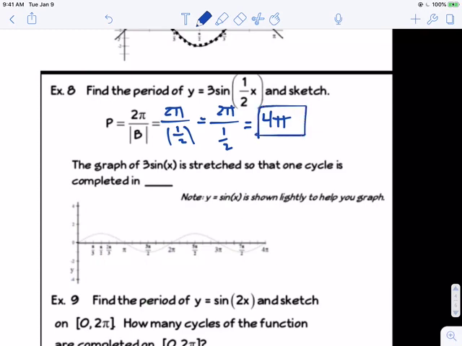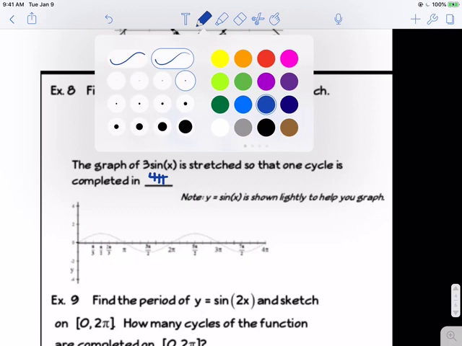What's the period? 4 pi. All right, here we go. 4 pi. We stretched 3 sine of x so that one cycle is completed in 4 pi. It starts its ride, it goes down, it comes back up every 4 pi. Okay, and we only have 4 more minutes left, but I want to make sure we do this before you leave.